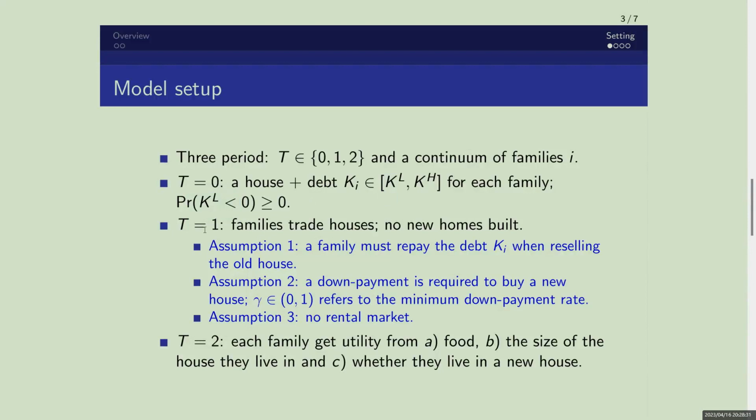At t equals 1, each family starts to trade houses. It's worth mentioning that in this paper, no new homes are built. And there are three key assumptions. The first assumption is that a family must repay the debt if they want to resell the whole house. The second assumption is that if the family wants to buy a new house, they must pay a required down payment, where gamma refers to the minimum down payment rate. The third assumption is that there is no rental market.